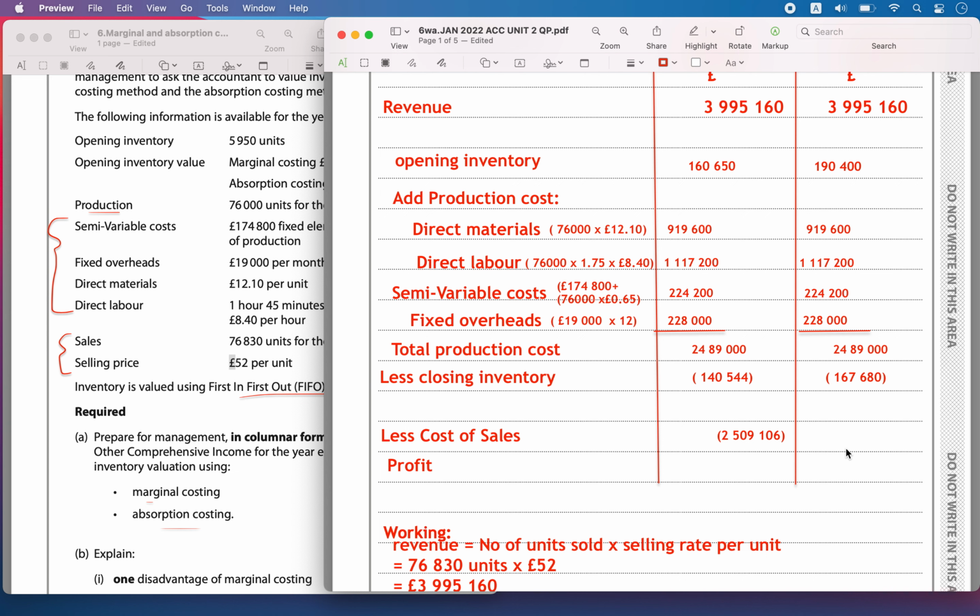Now for the absorption costing method, let's calculate: 190,400 plus 2489,000, minus 167,680. So that is going to be equal to 2,511,720.